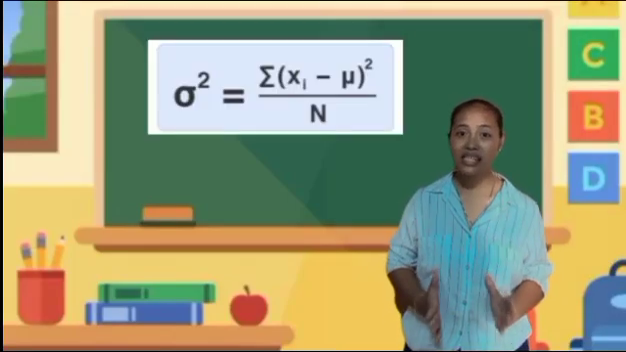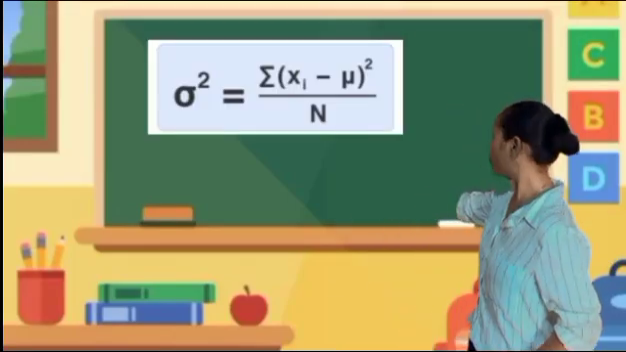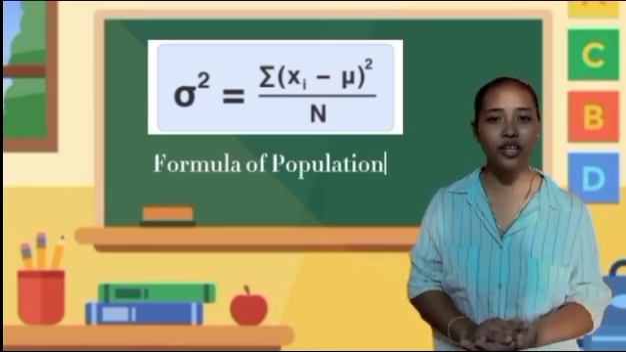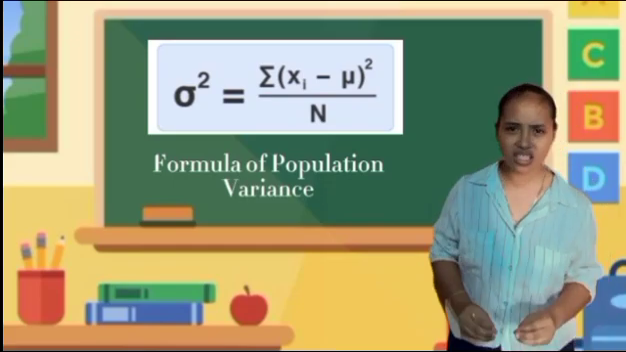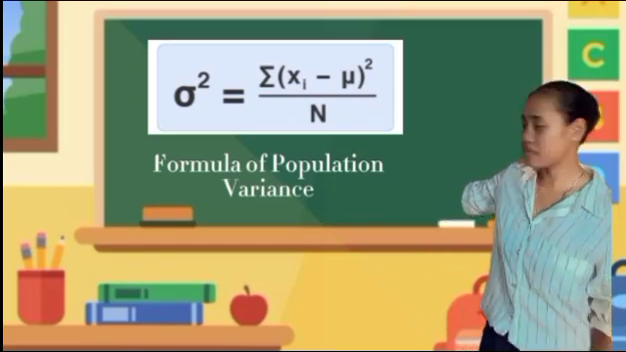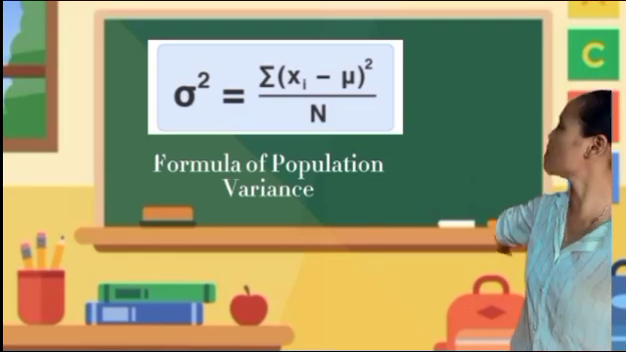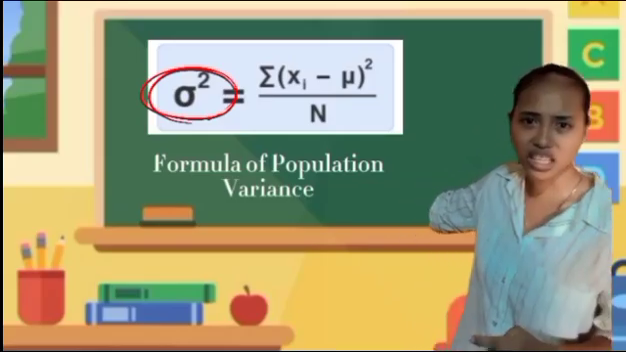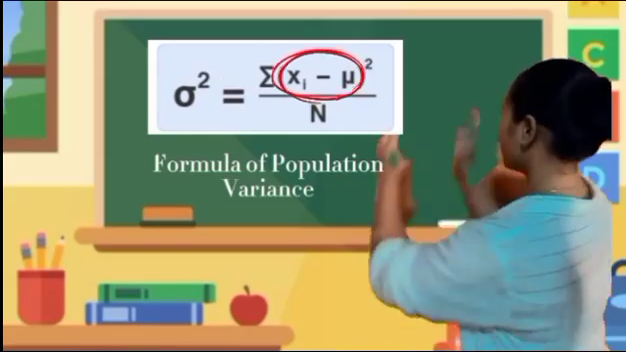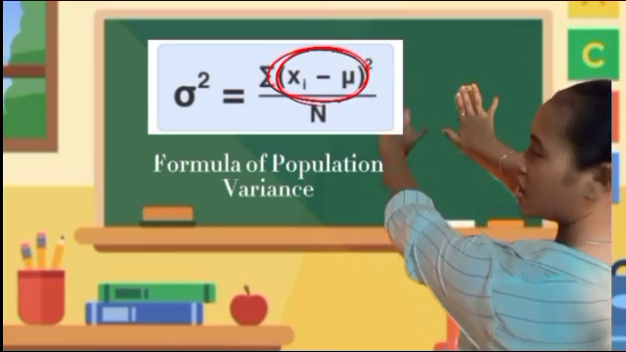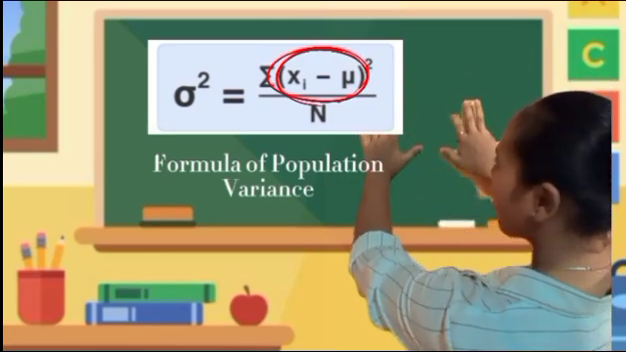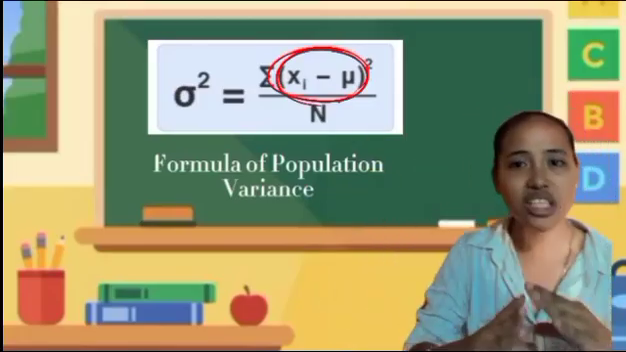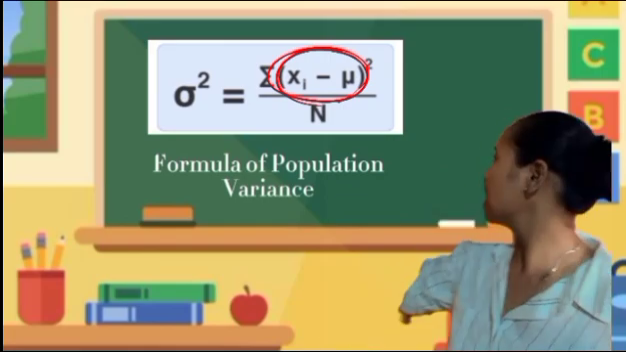Now, class, please listen. Eyes on the board, please. Okay, this is the formula of population variance. So, what does each symbol represent? As you can see, this is the symbol of population variance. What does this mean? As you can see, x1 minus mean, right? The difference between each data point and the mean.